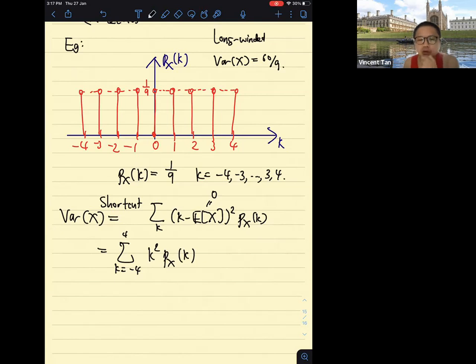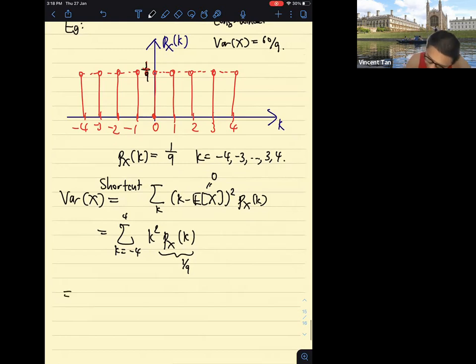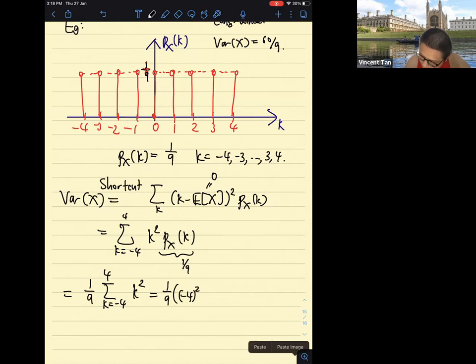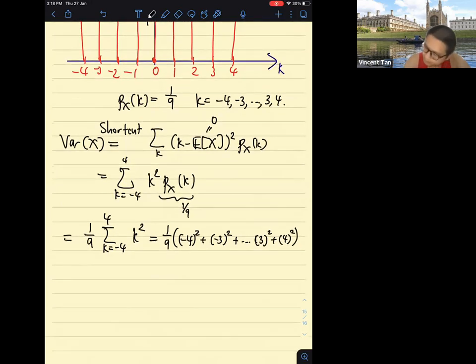Okay. So now all these guys here are the same. They're all 1 over 9. Right. Because of the picture above. Okay. So now we have 1 over 9 times the sum, k running from minus 4 to 4, of k squared. So this is 1 over 9 times minus 4 squared plus minus 3 squared plus all the way up to 3 squared and 4 squared. Okay, I'm not going to press my calculator, but you can trust me that if you do press your calculator and press it correctly, you'll get the same answer.